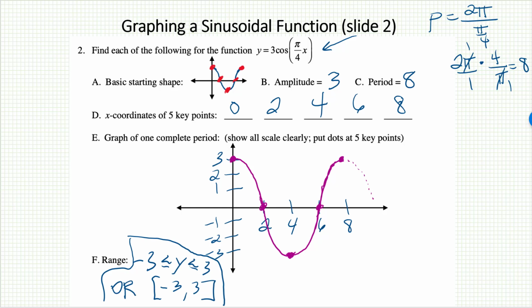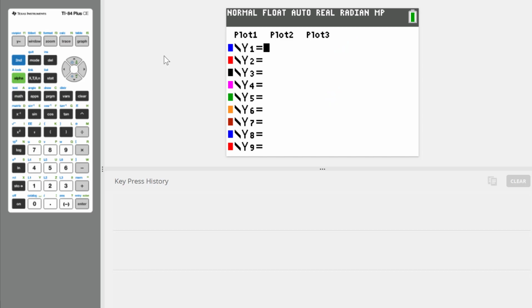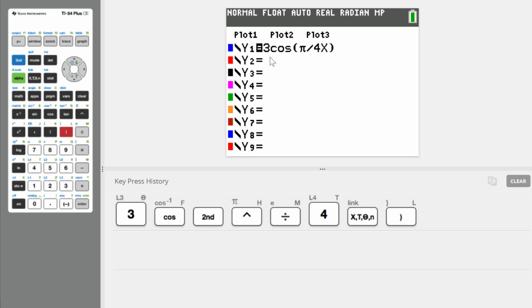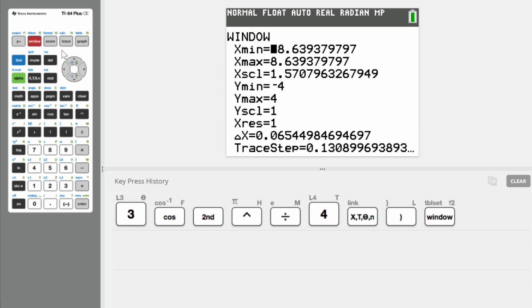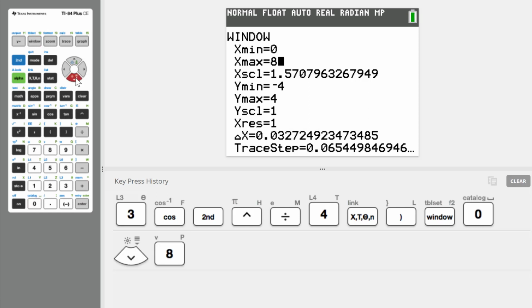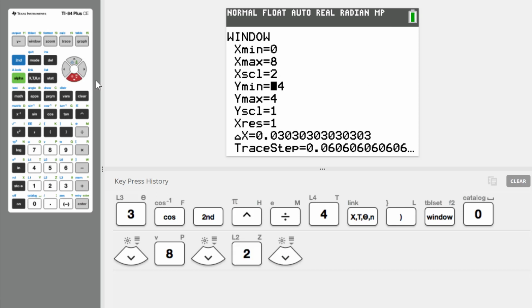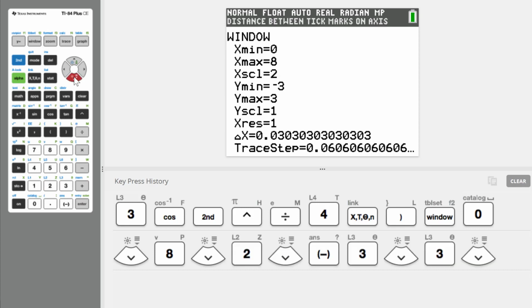Let's put this function in our calculator. We want to put in y equals 3 cosine pi over 4x. And then what window are we going to use? Well, we don't want the z-trig window. We want to count by 2's. We want to make our picture match what we did on the paper. So we should go from 0 to 8 for x's, counting by 2's. And on the y-axis, we went from -3 to 3, counting by 1's.